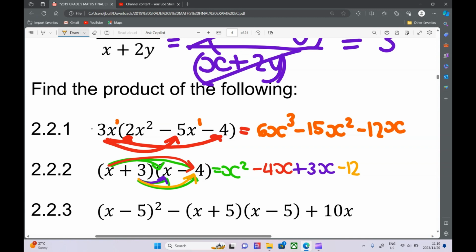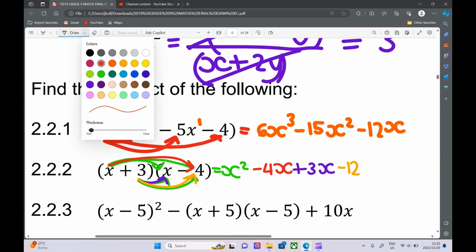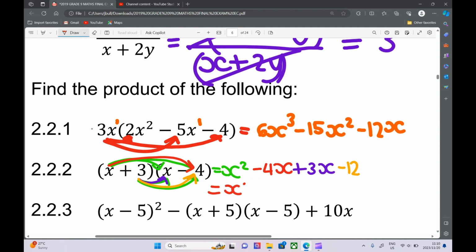And then this one we can simplify a little bit because we can work with these terms in the middle here. So our final answer then we could say is x squared. We've got minus 4x add 3x. So minus 4 add 3 is going to be minus 1x, minus 12.